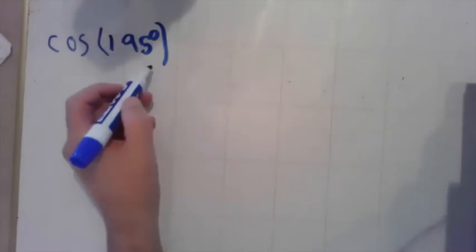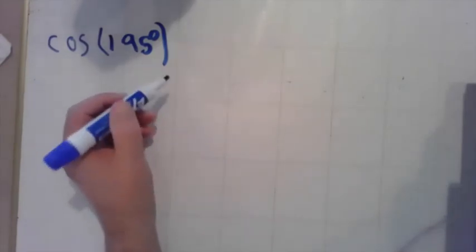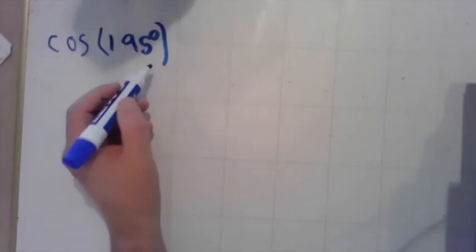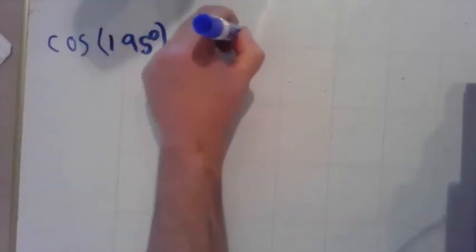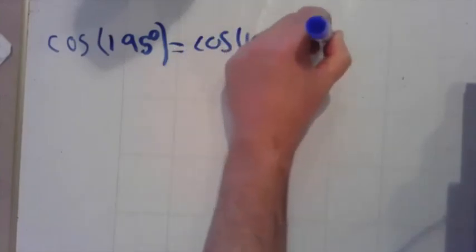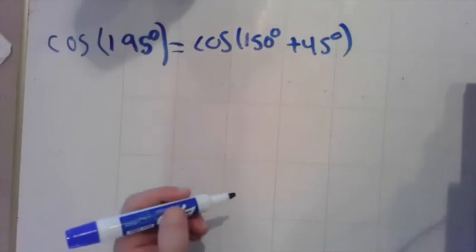What if I wanted, let's say, cosine of 195 degrees. So we got to figure out two of our unit circle angles that will either add up or subtract to 195. Well, I could do, I don't know, maybe 150 plus 45. That would be one way.